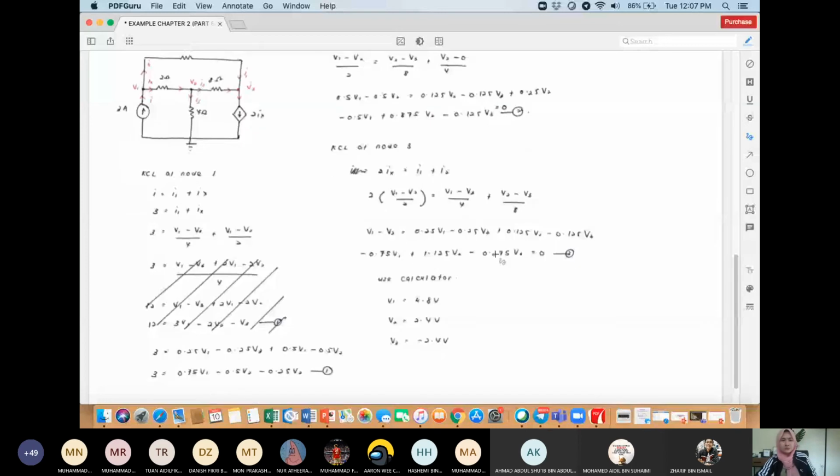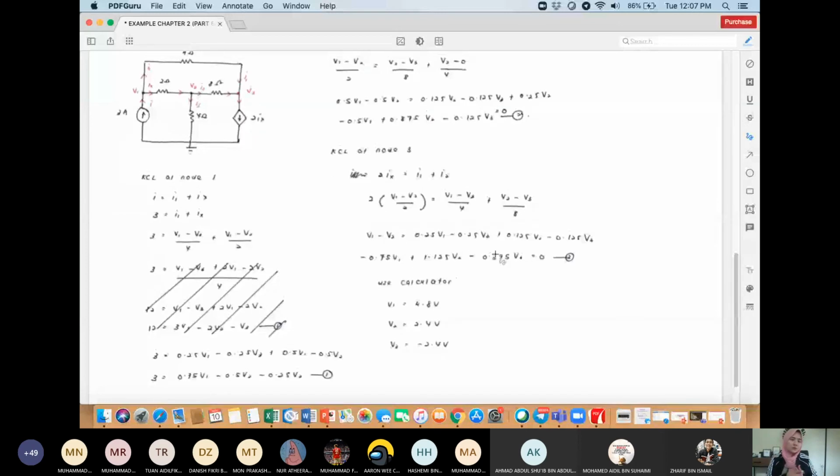So you have 3 equations. Just use your calculator. You should get V1 equals 4.8 volt, V2 equals 2.4 volt, V3 equals negative 2.4 volt.